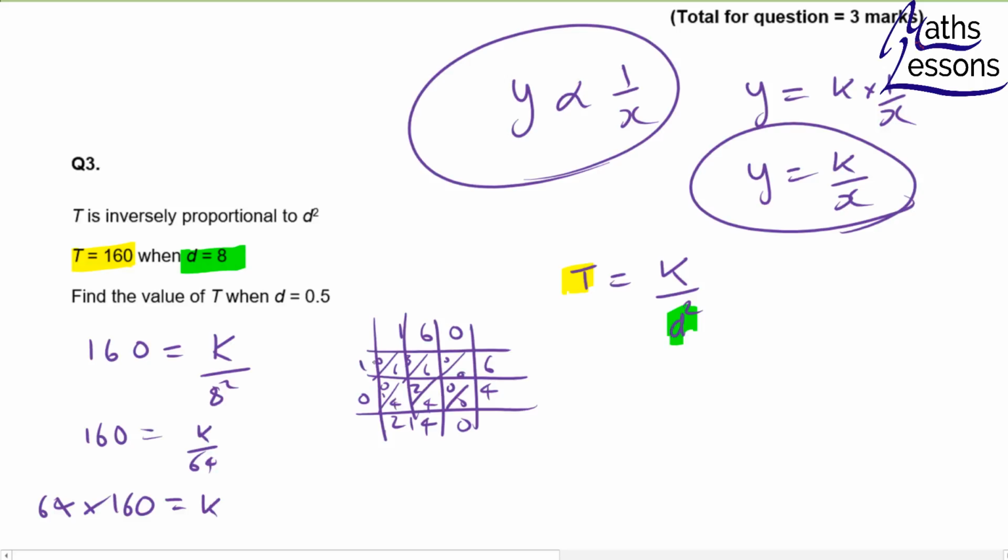Put the 1 over. And so therefore the answer to this multiplication, k will equal 10,040. Now we want to find the value of t when d equals 0.5. So what we do is we get our equation. We now know that t equals 1000 over d squared.